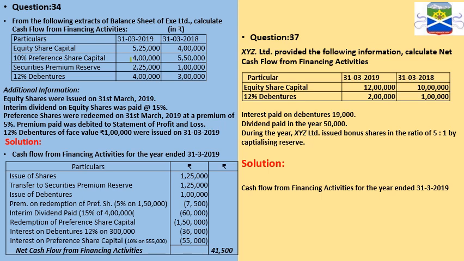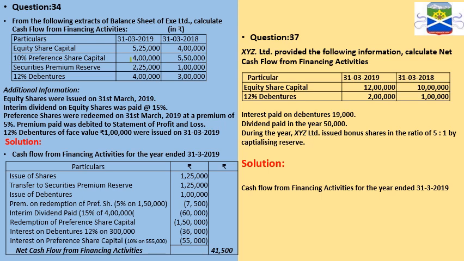We have the next question, that is question number 7. It is also the cash flow from financing activity. You have to find it. Under it, equity share capital is given, and opening and closing are given. Obviously closing is higher, and that's what we have.